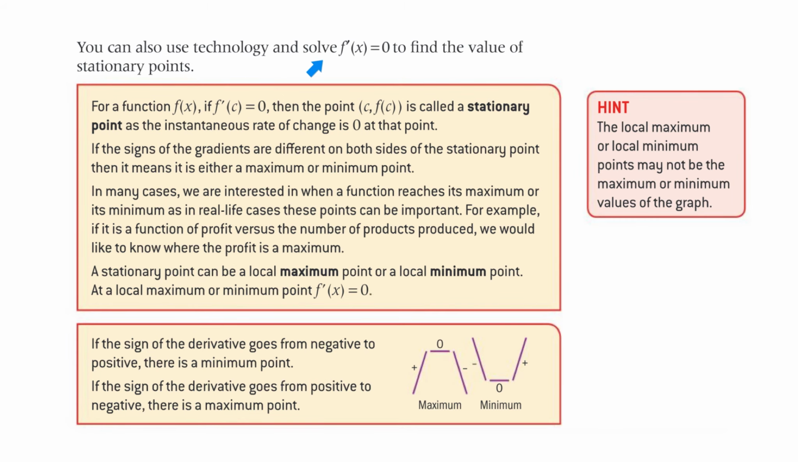You can also use technology and solve for the derivative equals 0, as we pointed out, to find the value of stationary points. For a function, if the derivative equals 0, then the point is called a stationary point, as the instantaneous rate of change is 0 at that point. So all that is saying is where the gradient is 0, we have stationary points.